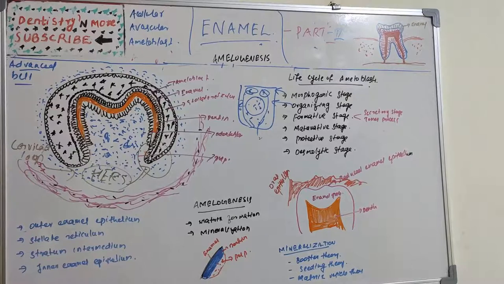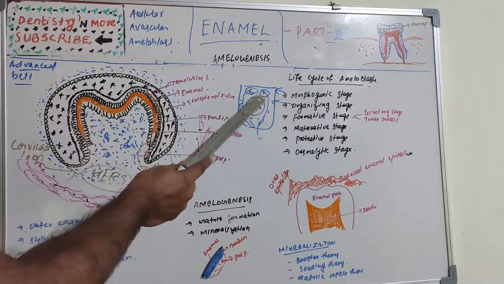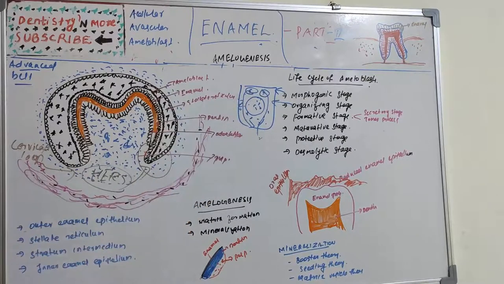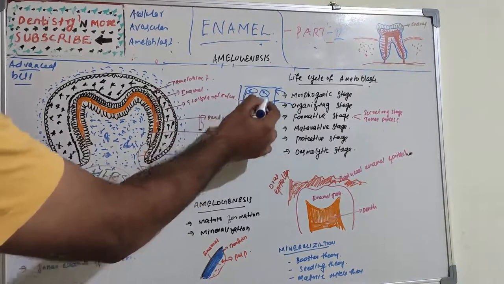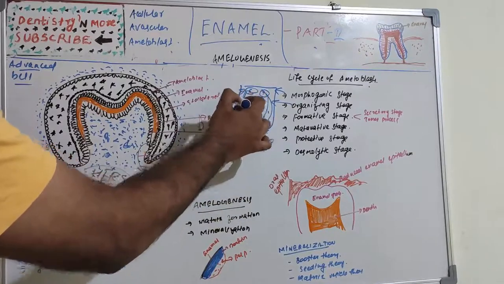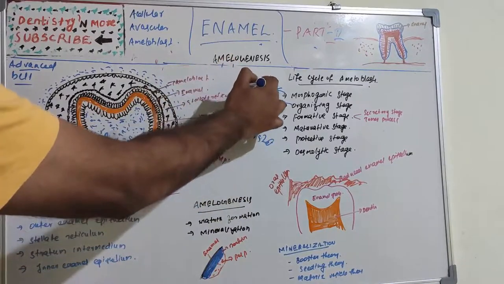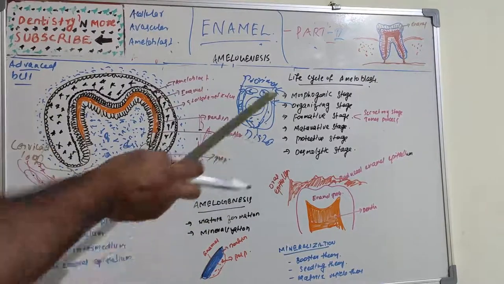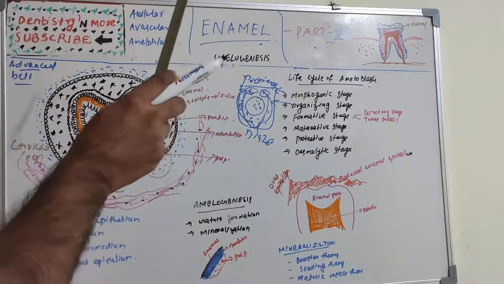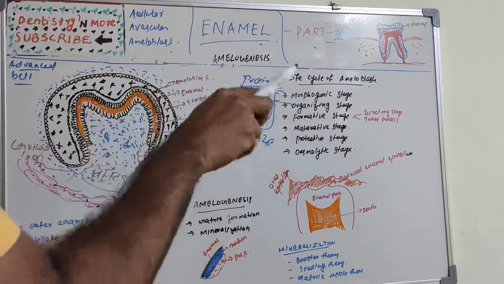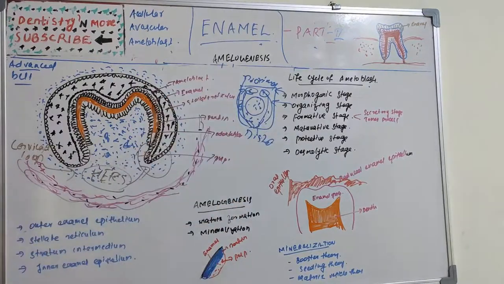So what happens in organizing stage? The polarity will be changed. Okay, that is, the Golgi apparatus and centrioles come to the distal end and mitochondria to the proximal end. So these two will be at distal end and mitochondria will move, or segregate, to the proximal end. So this is the change happening in organizing stage. In morphogenic stage it was opposite, and the reversal happens in organizing stage, that is, the Golgi apparatus and centrioles move to the distal end and the evenly distributed mitochondria go to the proximal end.